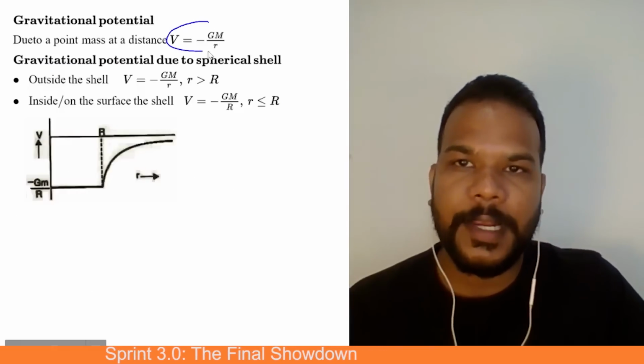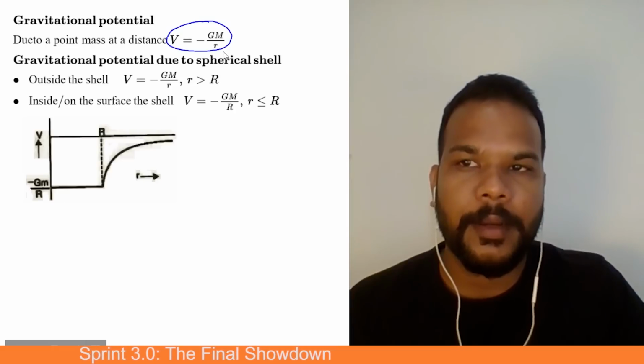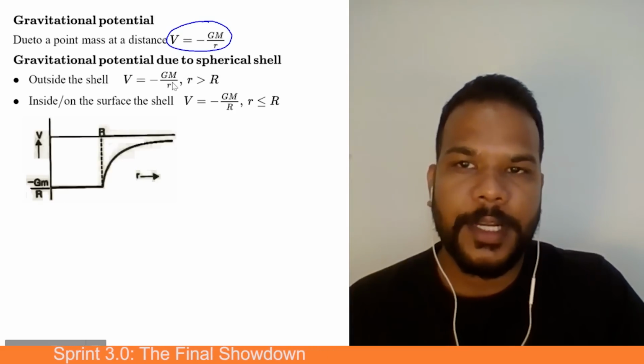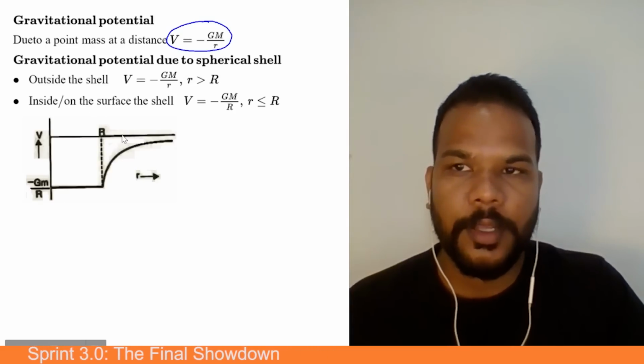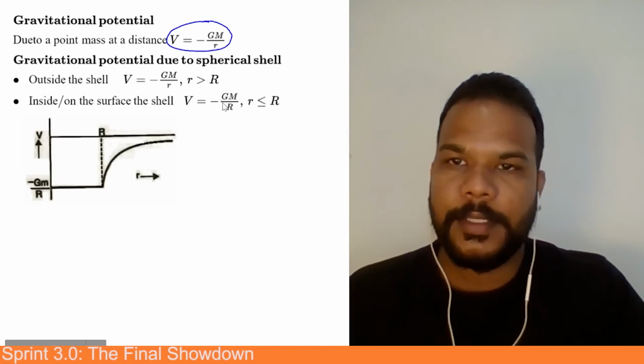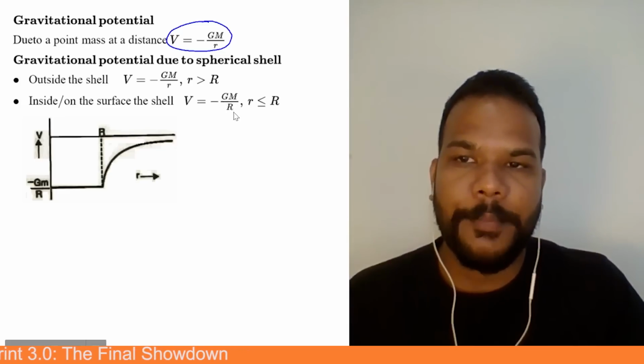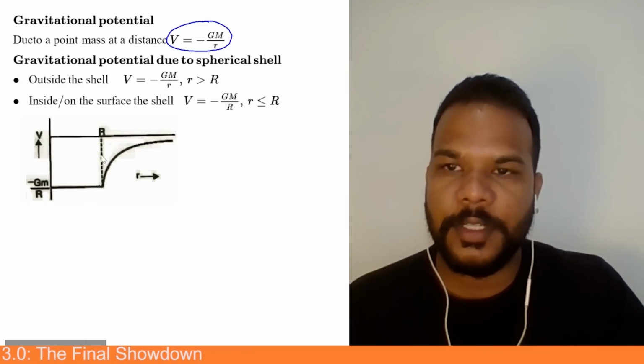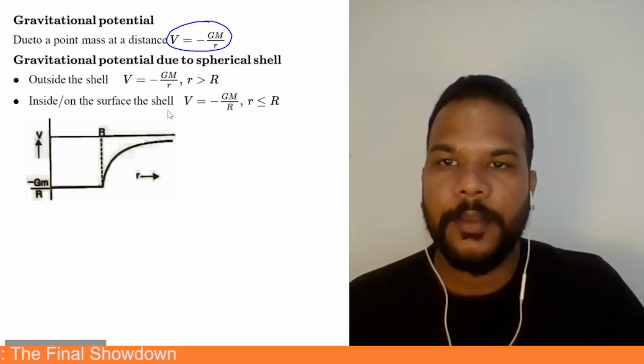Gravitational potential, just like electrostatic potential, minus GM by r. Gravitational potential outside a shell is minus GM by r. For a shell it is inside as constant, minus GM by capital R. So till surface it is constant, after that it varies inversely with r.